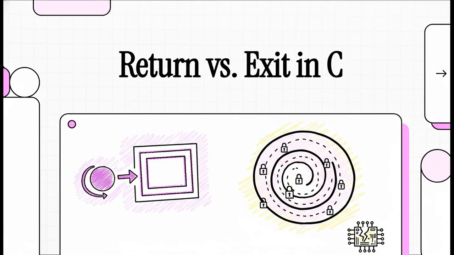Hey everyone, let's talk about something that seems super simple in C programming. How does a program actually end? You've got return, you've got exit. They seem kind of similar, right? Well, the difference between them is actually a rabbit hole that leads to some really fundamental concepts. Concepts that can literally make or break the security of your code.